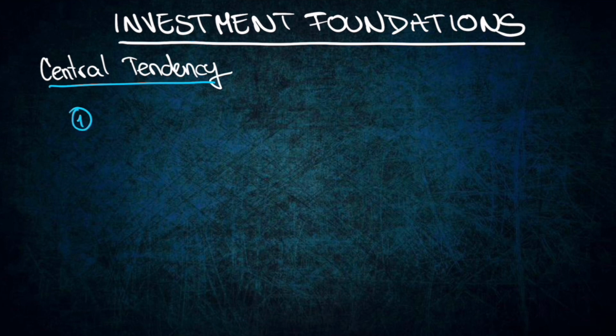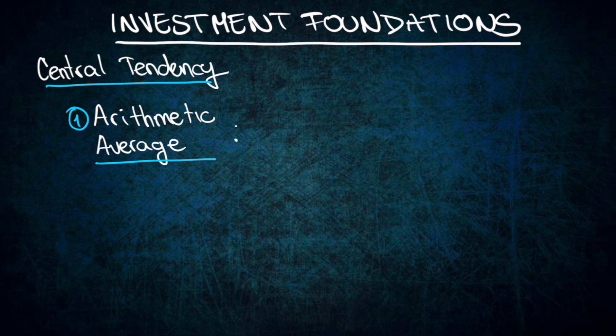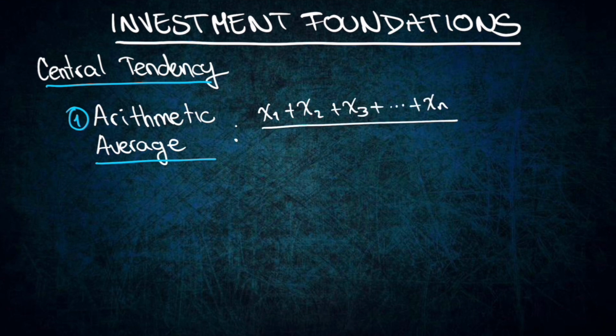First, we have the arithmetic average, which is what we use all the time. This is a special case of a weighted average. To calculate the arithmetic average of several returns of investments, we just sum them up and divide them by the number of elements or investments in our portfolio.